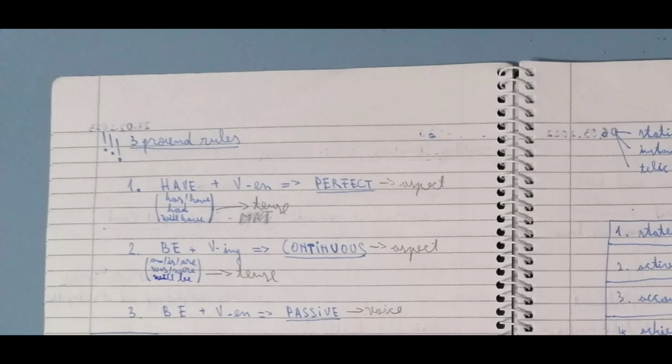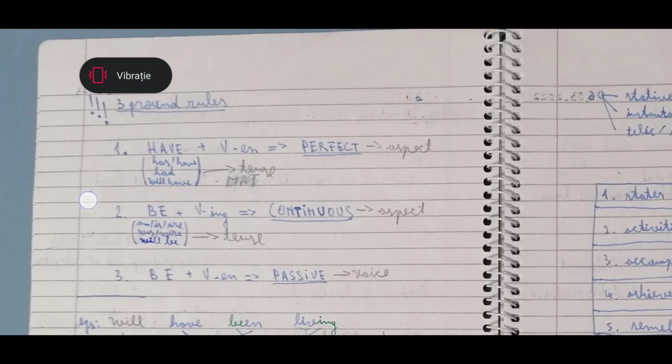Three ground rules. One, have plus verb in -N, like has, have, had, will have, plus verb in -N, is perfect as aspect. So we have perfect. Second, be plus verb in -ing, we have continuous as aspect. And be, we can have am, is, are, was, were, will be as a tense. And third, be plus verb in -N, we have passive as voice.